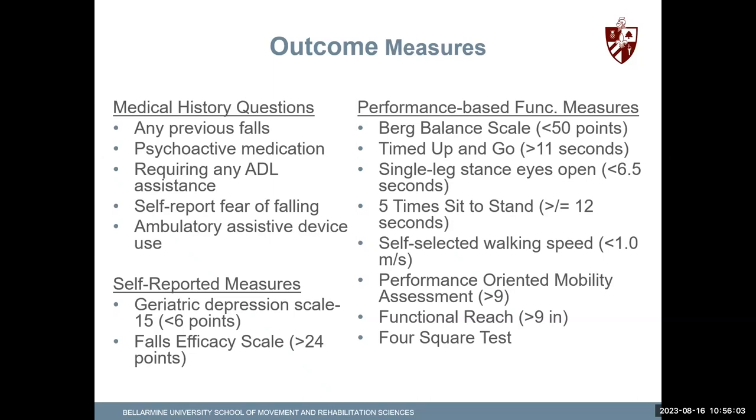But when we look to the literature to say which outcome tools are going to give us some predictive ability to identify falls risk, we often come across measures like the Berg Balance Scale, Timed Up and Go, single leg stance, five times sit to stand, self-selected walking speed, the POMA or the Performance Oriented Mobility Assessment and Tinetti scale, functional reach and four square test.